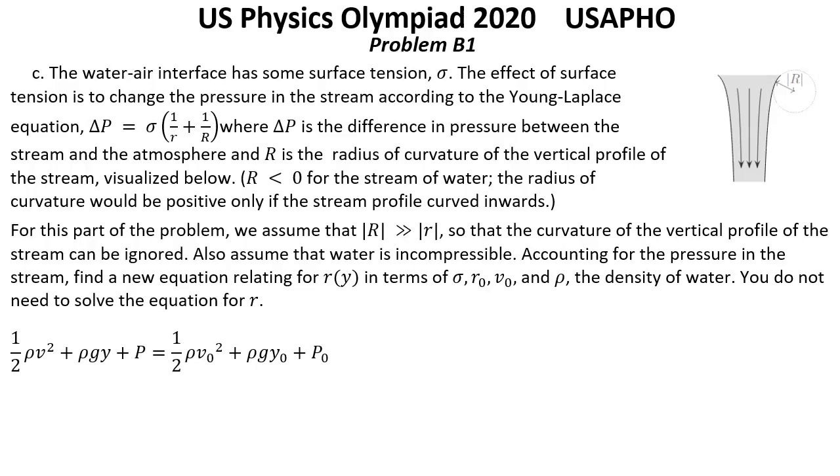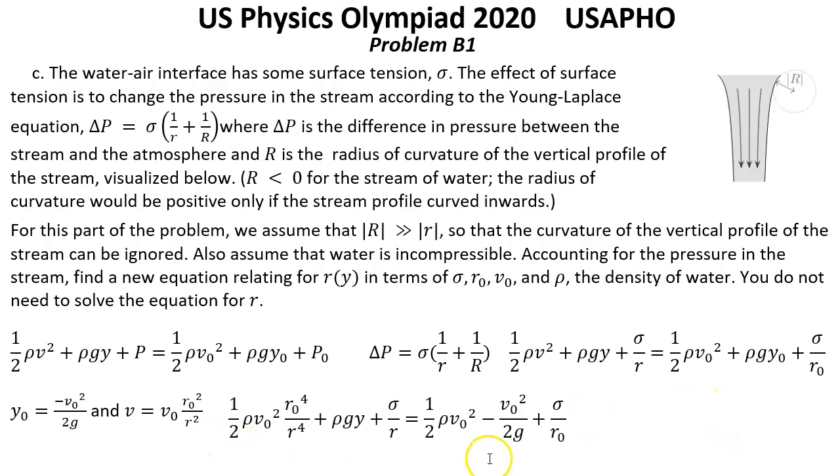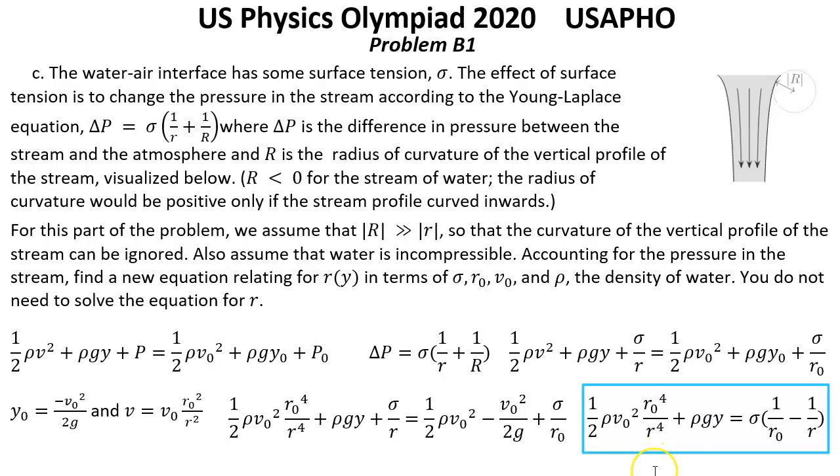Here P0 is the pressure in the stream at the spout. Using the Young-Laplace equation to replace P and P0, ΔP equals σ multiplied by (1 over small r plus 1 over big R), we have this one. If we substitute y0 and v as in previous parts, this equation becomes this one. This last one could be simplified to this one, which is an implicit equation connecting r as a function of y, which we don't need to solve. That was the solution for question C.